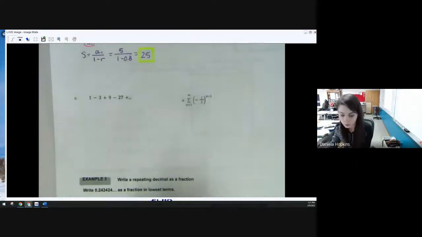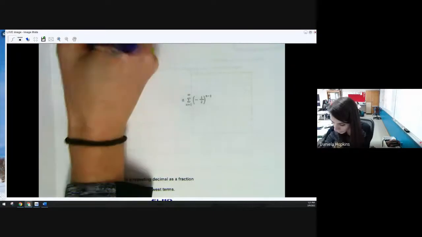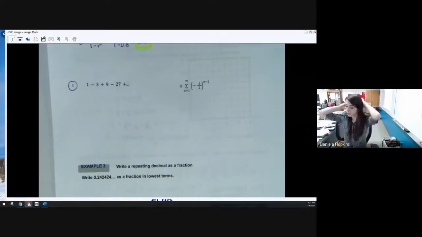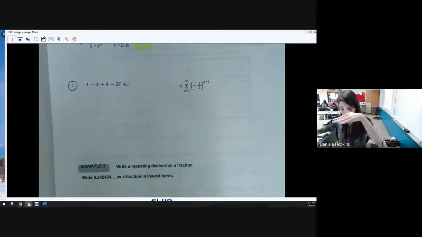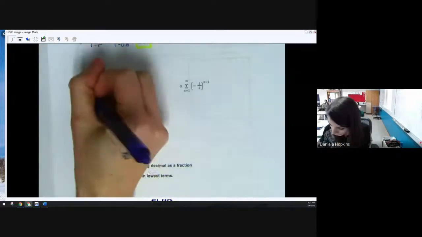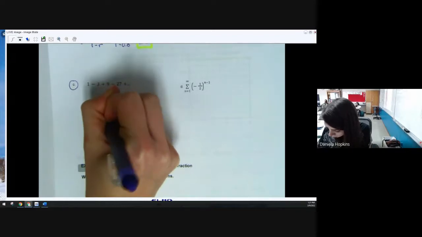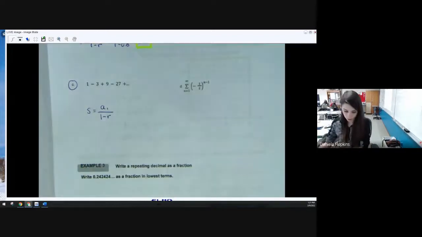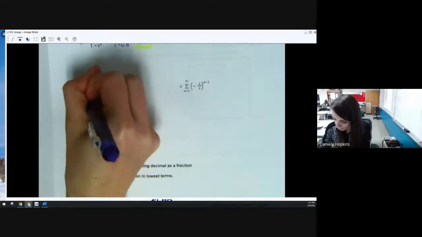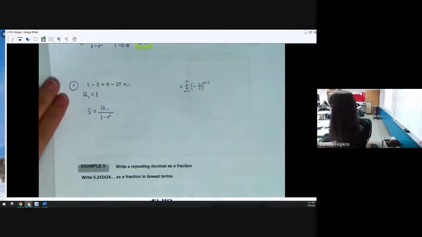All right, one more example. Let's look at part C. So this is an example where I'm not giving you the series notation, that summation. So again, our formula that we need is S equals A1 over 1 minus R. So let's just remind ourselves where everything is. A1 is going to be that first term. So it's just 1 here.